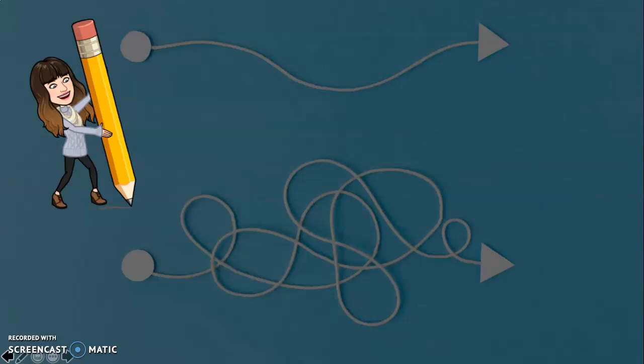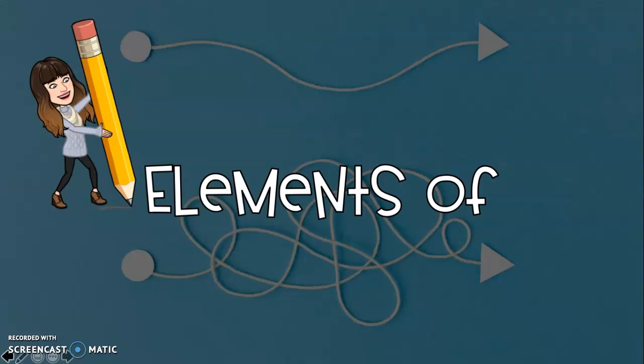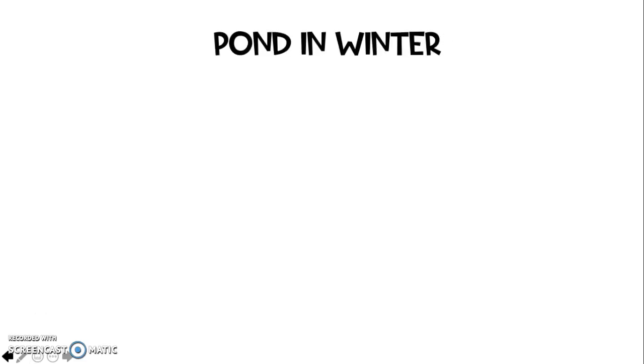Happy Friday. Today we continue to talk about elements of poetry. Today we are going to read a poem called Pond in Winter. So the first thing that I want you to do is imagine a pond in the winter. Create a mental image in your head of what you think a pond in the winter looks like.